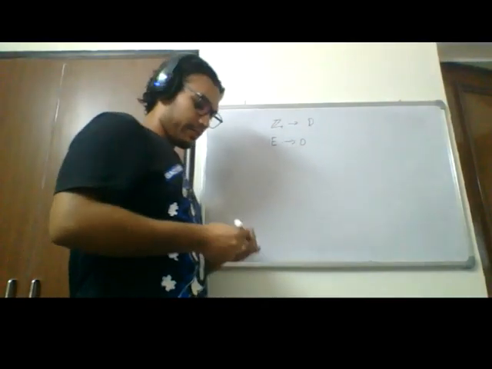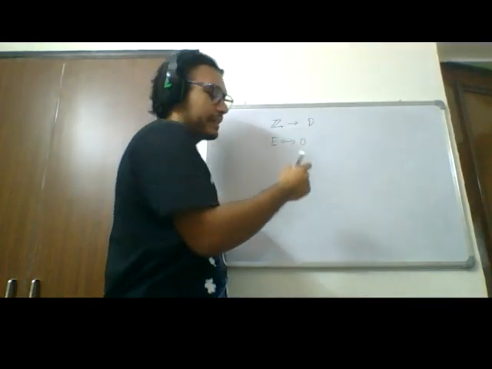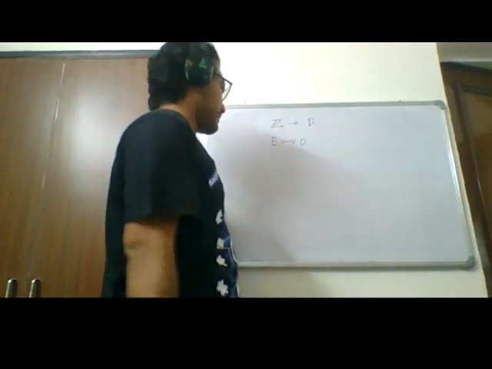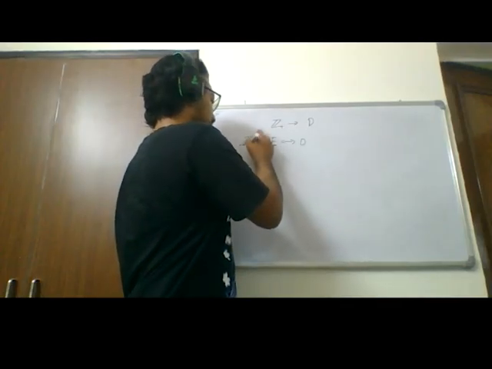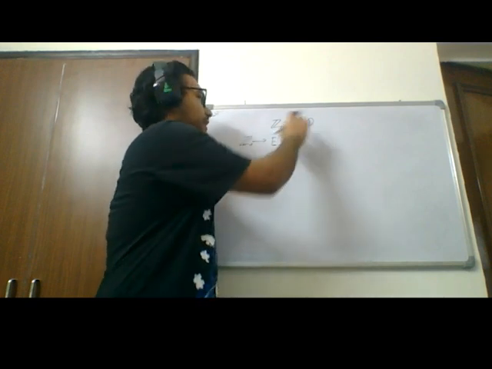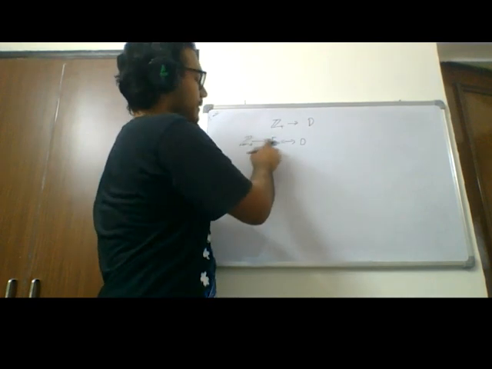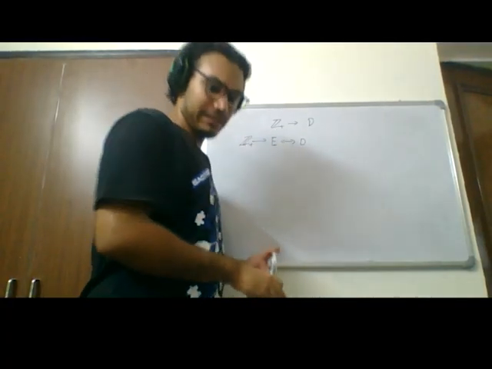I'm kind of skipping this one because later on I'll prove that D and E have the same cardinality, which means they have a bijection, and that will automatically show that there cannot be a surjection from Z plus to D, because otherwise we'd have a surjection from Z plus to E.